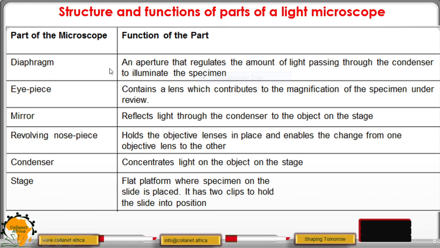The diaphragm is an aperture regulating the amount of light passing through the condenser to illuminate the specimen. Apart from that, we have the eyepiece lens, which contains lenses that contribute to the magnification of the specimen under review. The mirror reflects light through the condenser to the object on the stage. The revolving nose piece holds the objective lens in position and also enables change from one objective lens to the other.